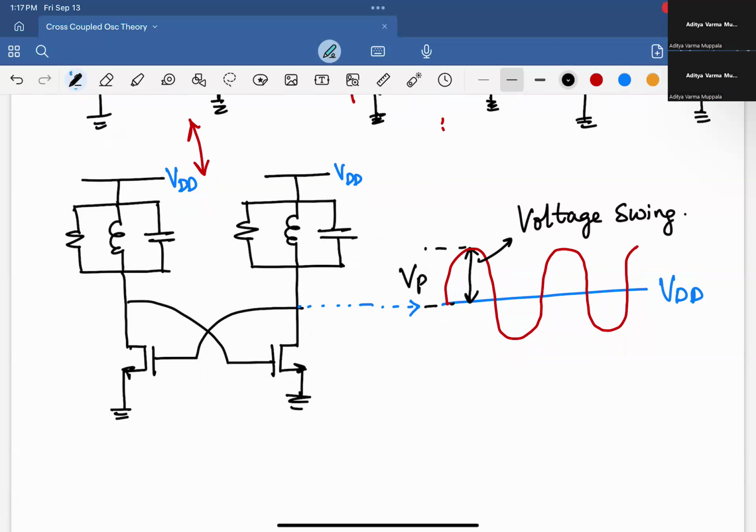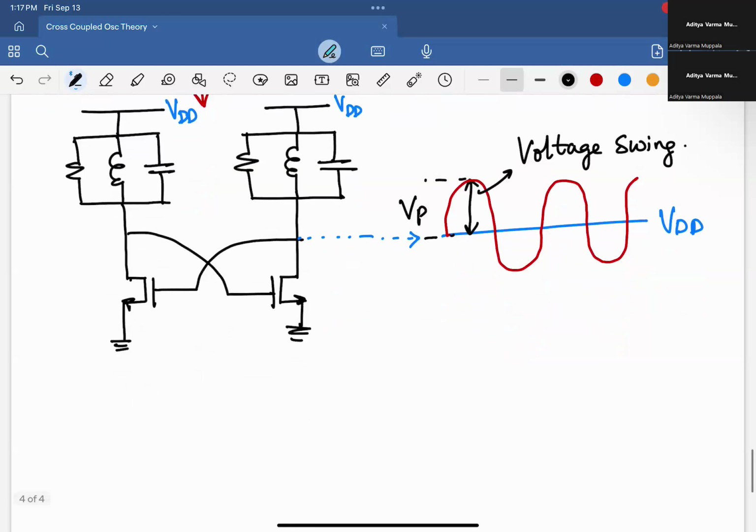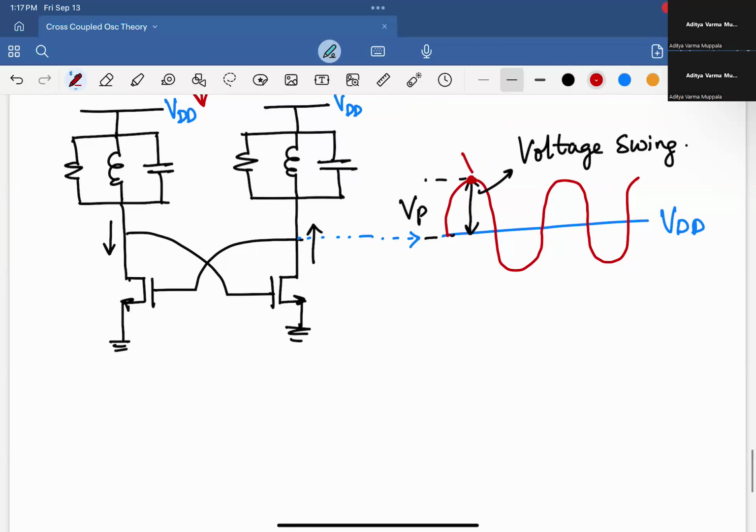We'll try to find a value for this. Okay. So there's one issue right now, which is that when this node is swinging up, this node is swinging down, right? So if, for example, this is at Vx, then maybe I should use red. So I'll call this Vx, right? Then Vy would be going the other way. This would be Vy. So I'll call this Vy, and this is Vx.